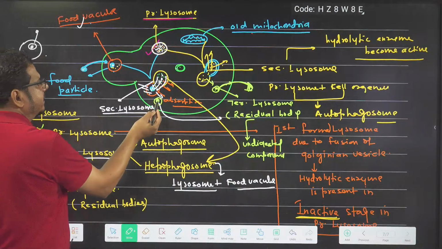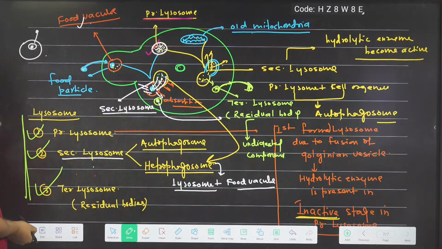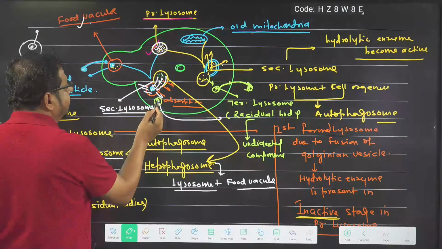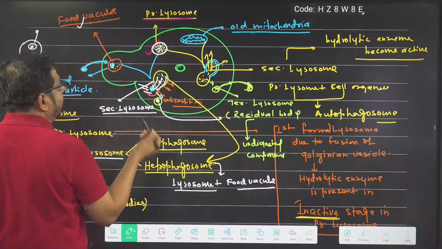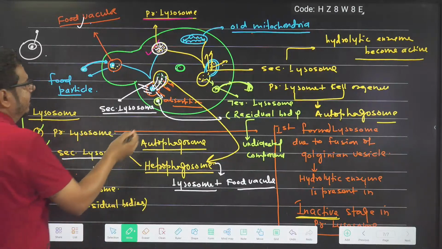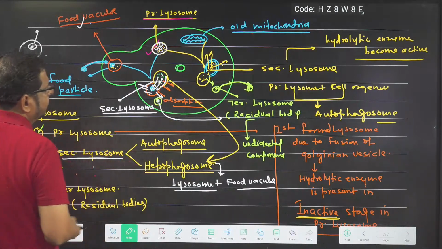Undigested food is present as which one? Residual body. Here it is not digested. Here undigested material is there where no enzyme is working. So it is the residual body. Getting the things or not?